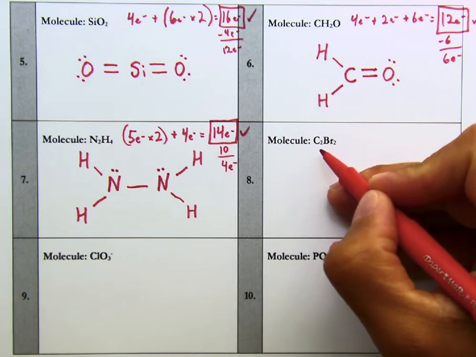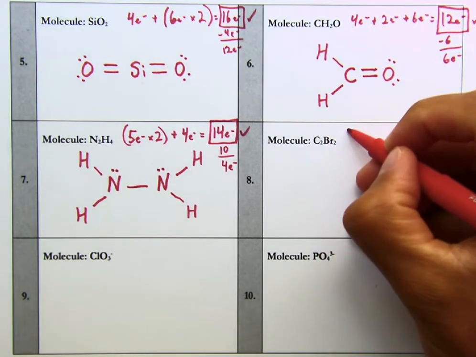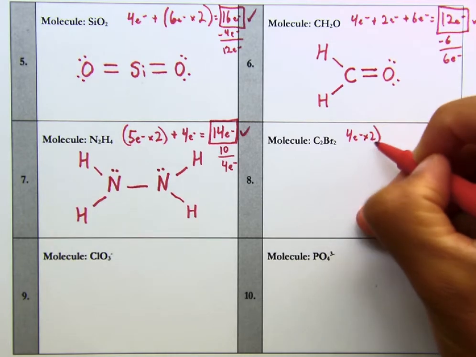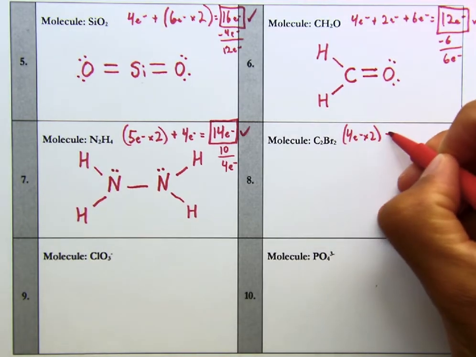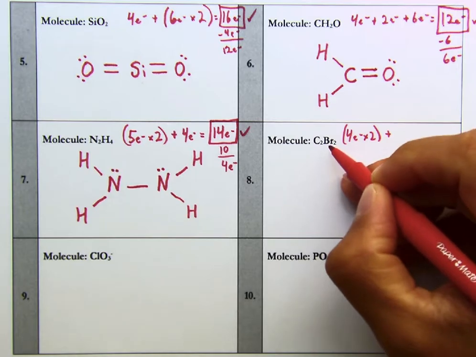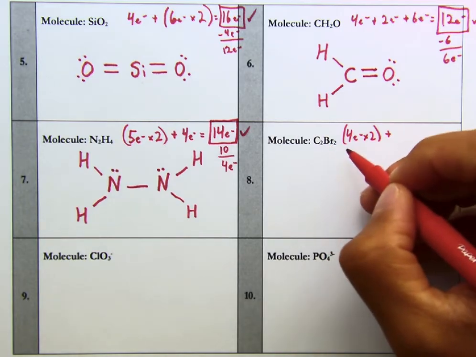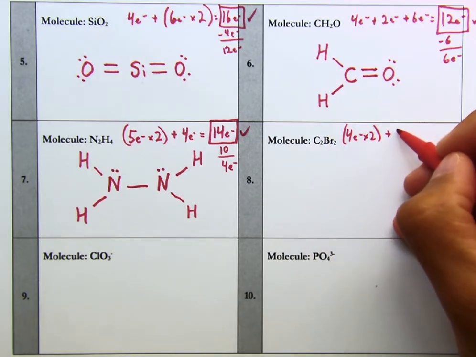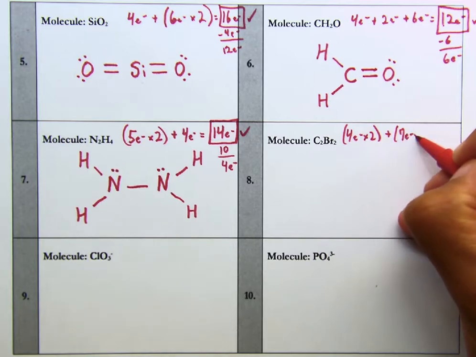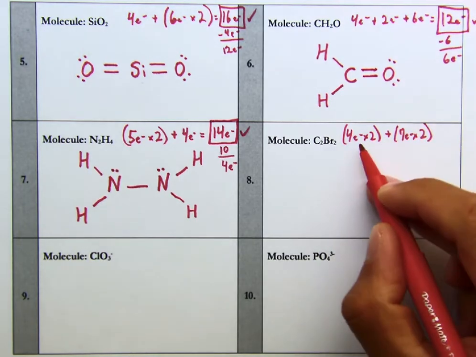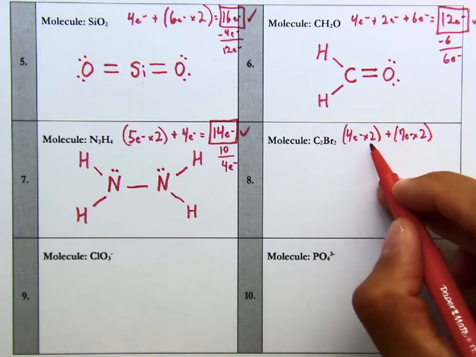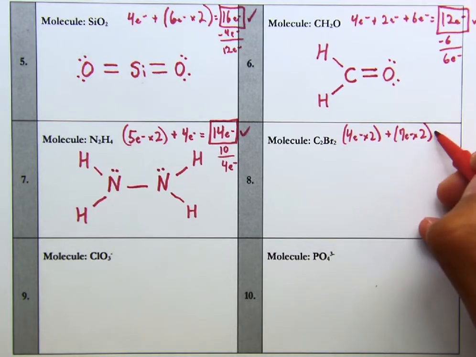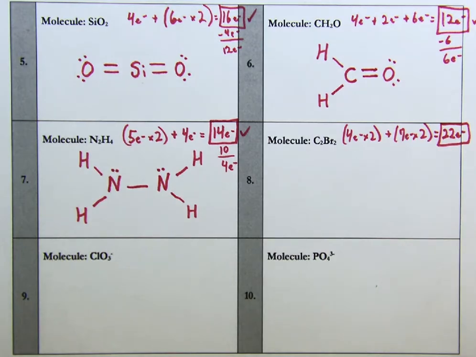Next one, C2Br2. Carbon has 4 valence electrons, so 4 times 2 is 8. And then bromine is underneath chlorine, which is underneath fluorine. It has 7 valence electrons. It's in column 7A. So that's going to be 7 times 2. So we have 8 and we have 14. And we're going to add those together. And we get 22 valence electrons.